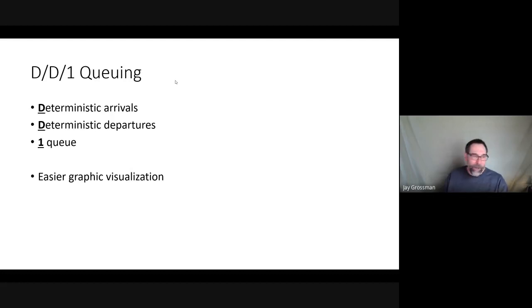So we talked about queuing. There's a lot of different kinds of queuing. We only ever looked at D/D/1. So it's a deterministic arrival, deterministic departure, and a single queue lane, typically. And that covers the basics enough.